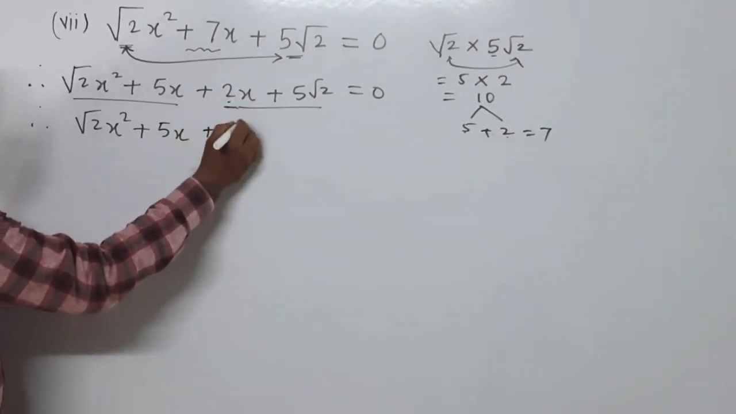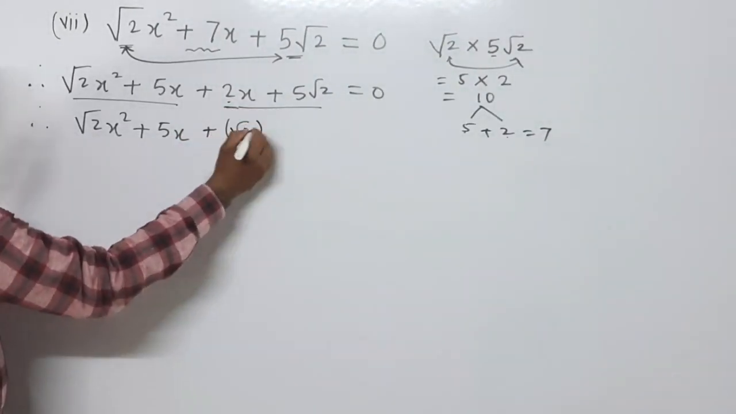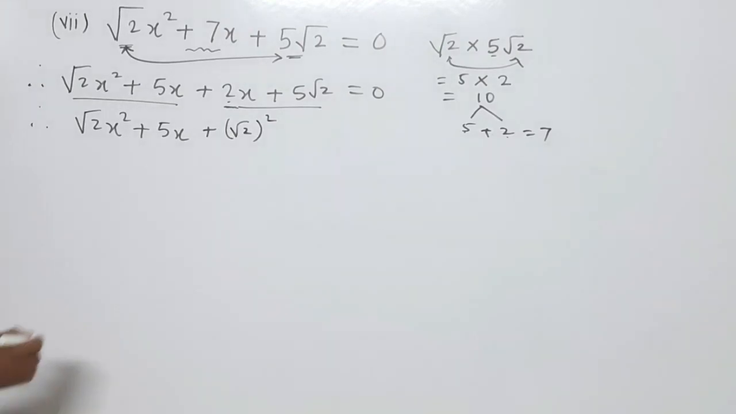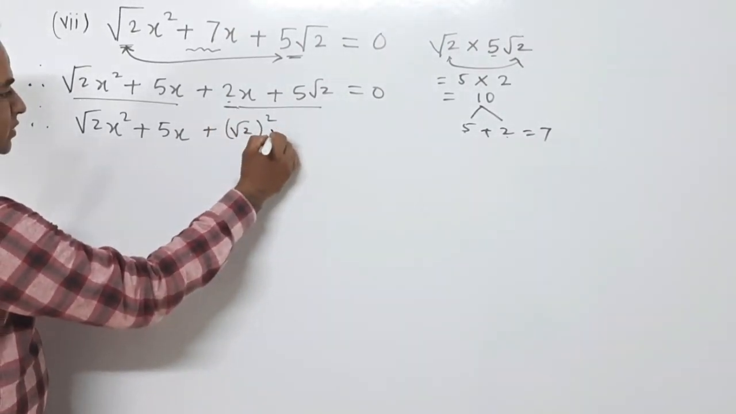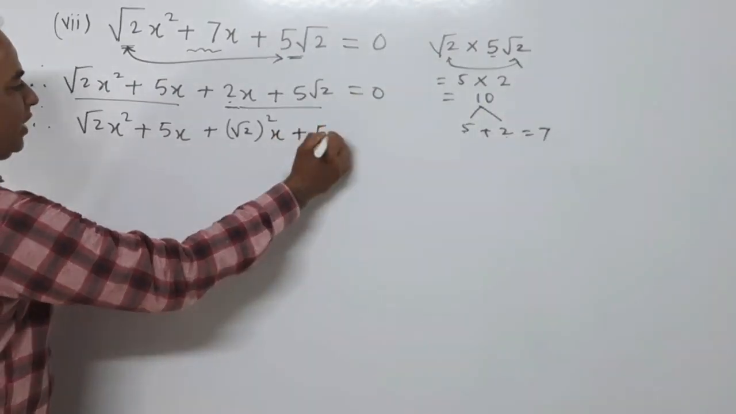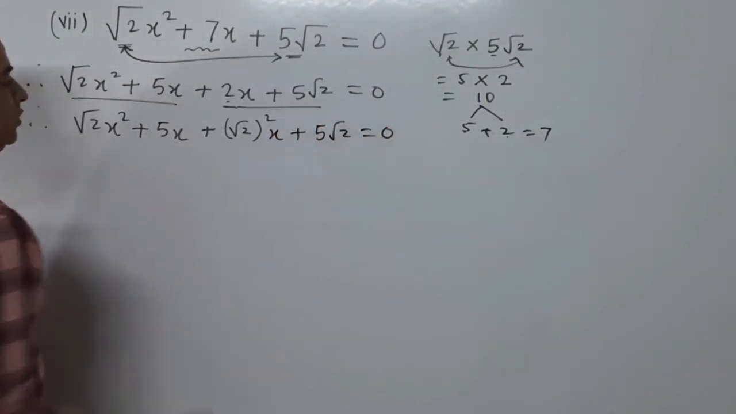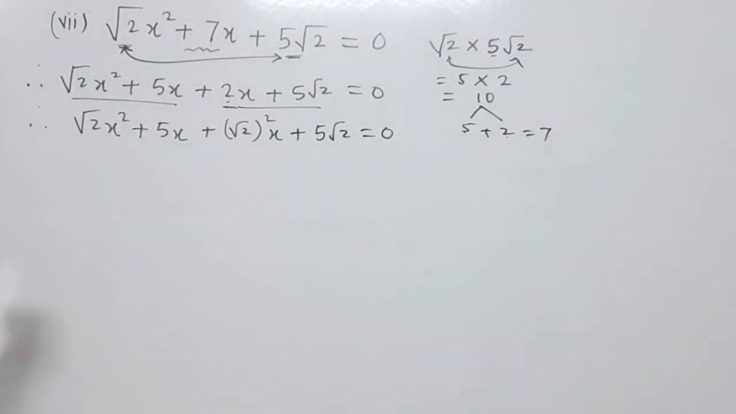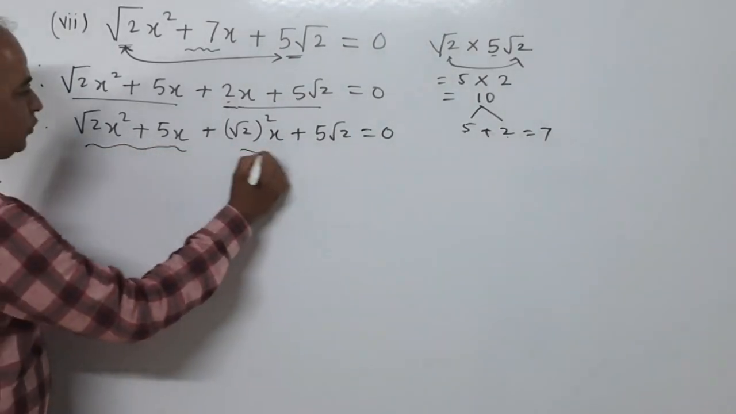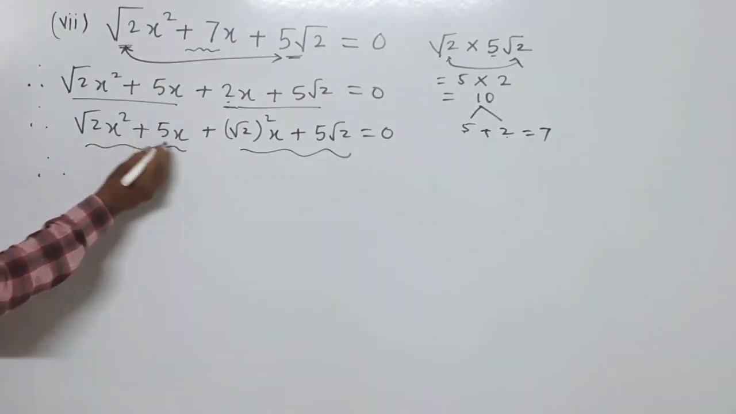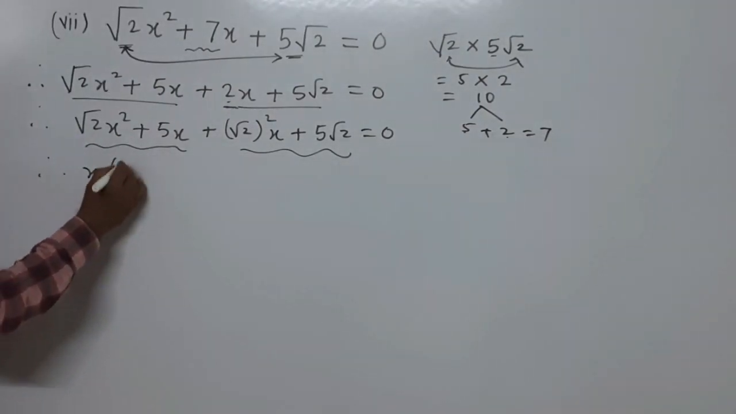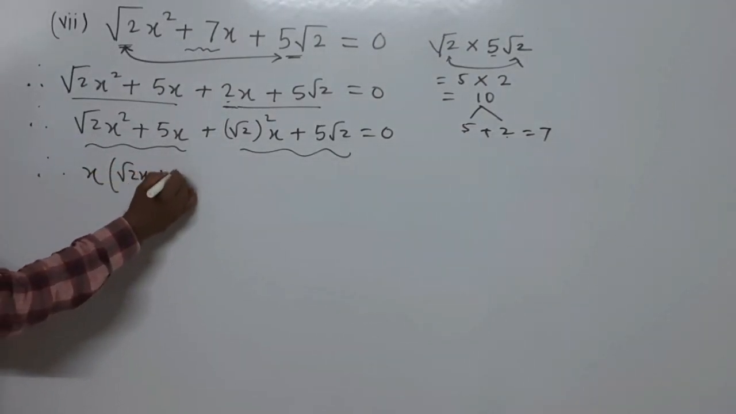Right here, this 2 can be written as root 2 bracket square, in the form root 2 x square plus 5x. Root 2 bracket square is 2x, plus 5 root 2 is equal to 0. Now do the grouping of two terms. Now here the common term is x, in the bracket root 2 x plus 5.